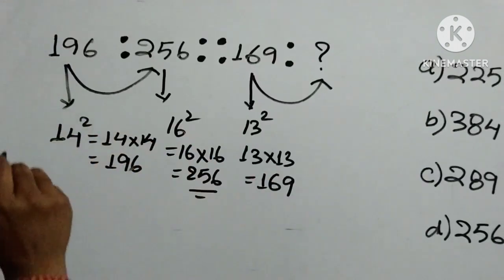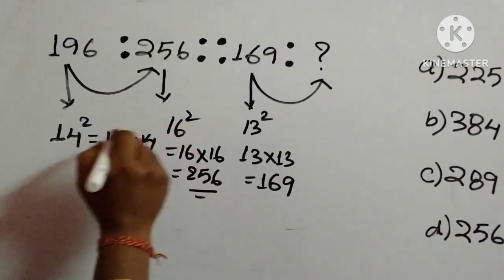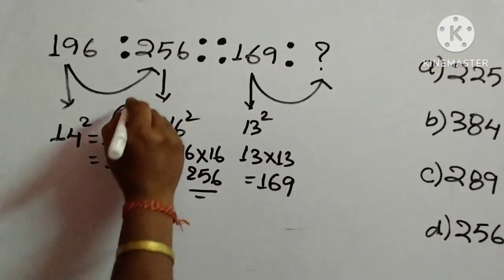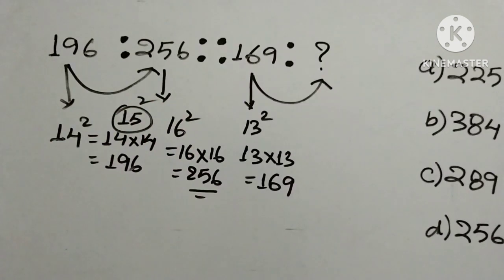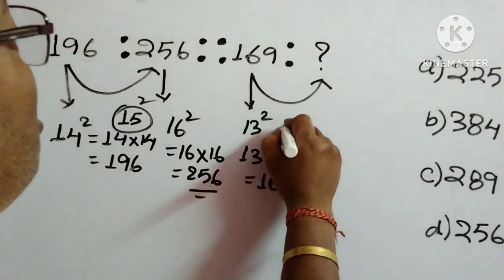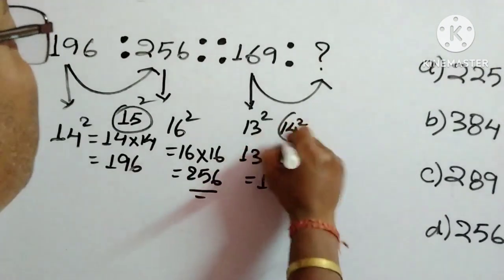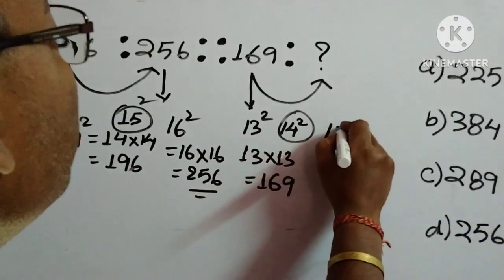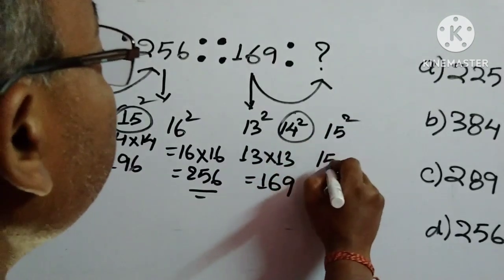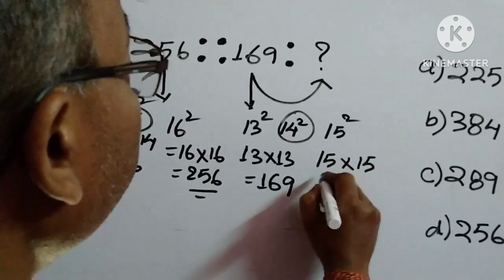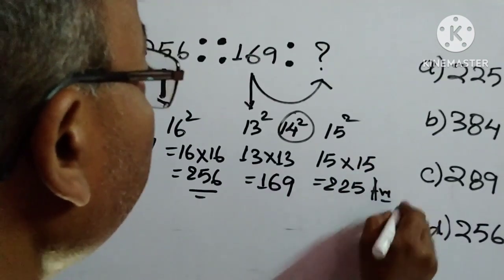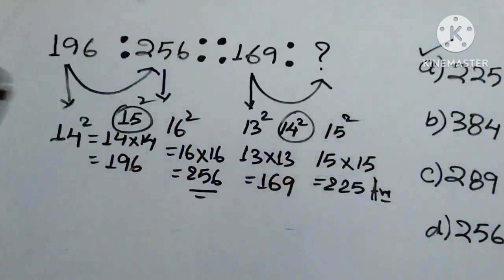So see, 14 square, then 16 square. They have skipped 15 square. So looking at the pattern, we have 13 square, so we have to skip this one, 14 square. So what is the immediate number? 13, 14, 15. So we have to do 15 square. That means 15 into 15 is 225. So this is the answer, option A.